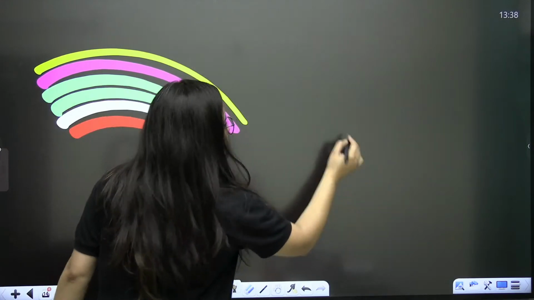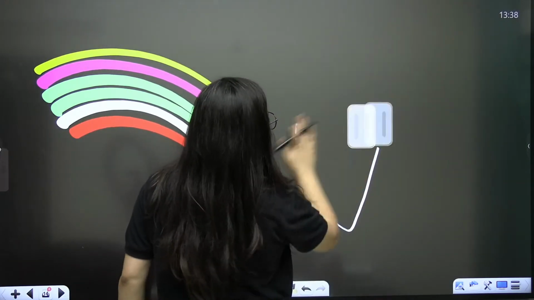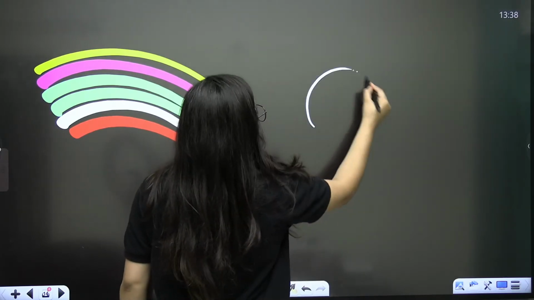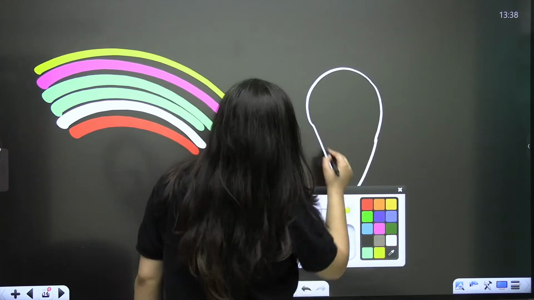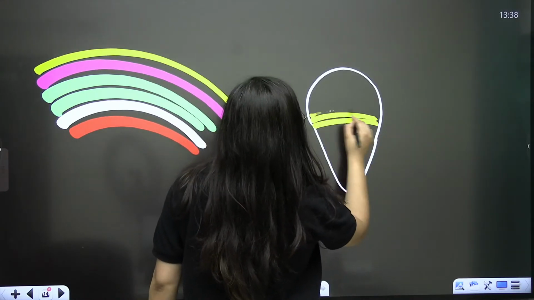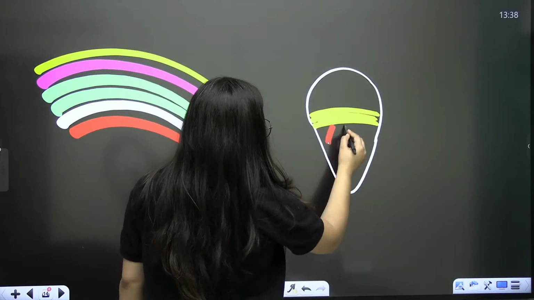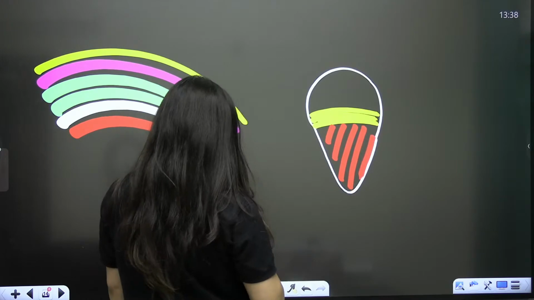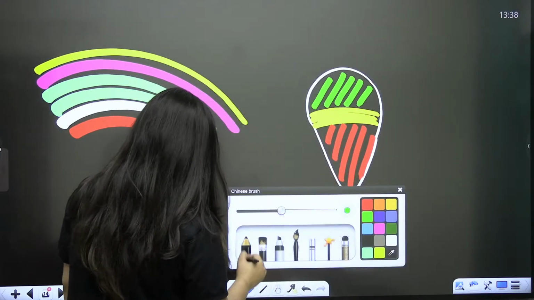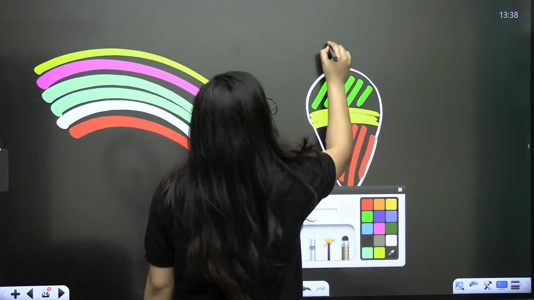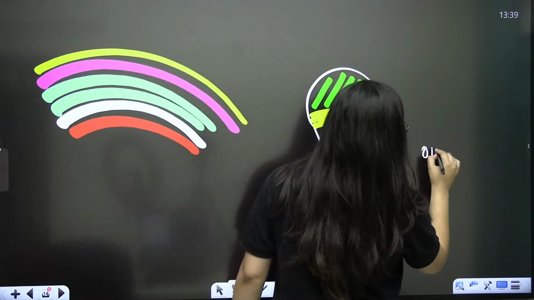Now because it is a dicot stem, what type of vascular bundle will be there? Quickly type it in the chat section. What type of vascular bundle will be there? Because it is the dicot stem, obviously here the vascular bundle is open type. Isn't it? The vascular bundle is open type.